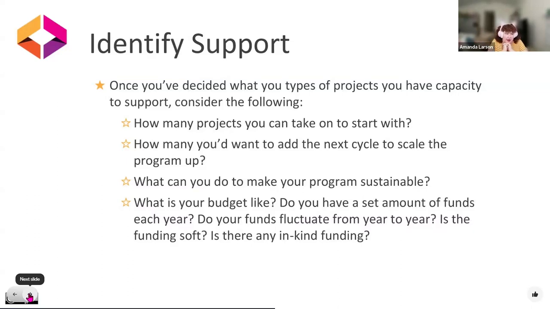What does your budget look like? This is going to be really important. Like, do you have money to offer grants? Do you have money to have a publishing platform? Do you have money to support copy editing or accessibility remediation or peer review? So there's a lot of questions to think through in the budget area.